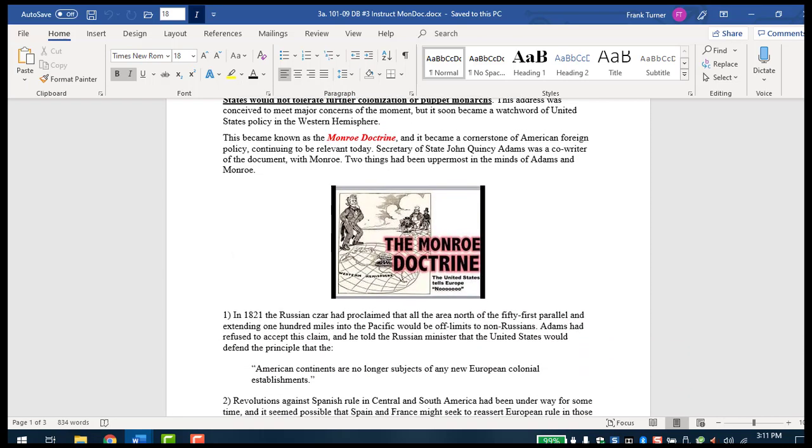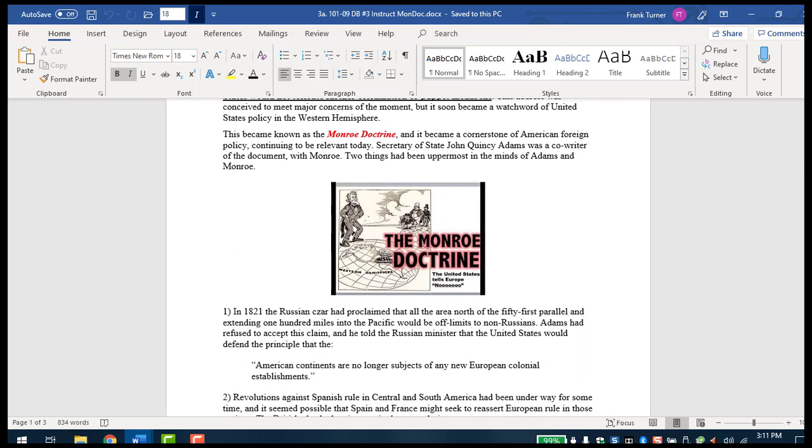This speech became known as the Monroe Doctrine, and it became a cornerstone of American foreign policy, like I said, continuing to be relevant today. Secretary of State John Quincy Adams was a co-writer of the document with Monroe, and two things had been uppermost in the minds of Adams and Monroe.